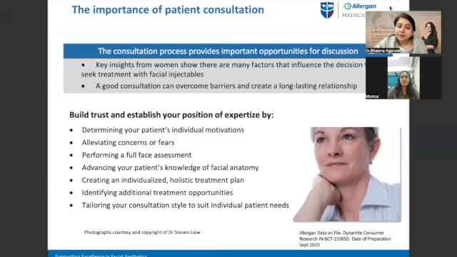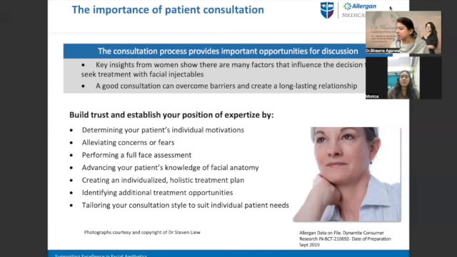Now, the third, alleviating concerns and fears, is important. Performing a full face assessment is important. Their concern would be one, but everything else is unseen until it becomes obvious. Then advancing your patient's knowledge of facial anatomy. In your discussions, in your consultations, you need to keep educating them also. So you have to collect tools also. Like I have kept a skull over here. I have kept some pictures that the companies provide, MD Codes. This chart is there. I'll share the picture. It's not seen over here.